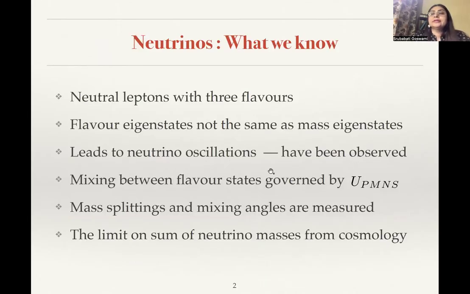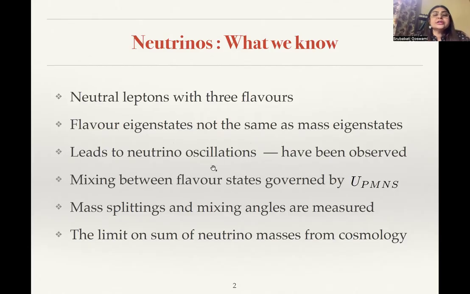So to start with, about the neutrinos, we know that neutrinos are neutral leptons and they come in three flavors, the nu E, nu mu, and nu tau. The existence of three flavors is experimentally established. We also know that the flavor eigenstates are not the same as the mass eigenstates, and this leads to neutrino oscillations, which has also been observed.